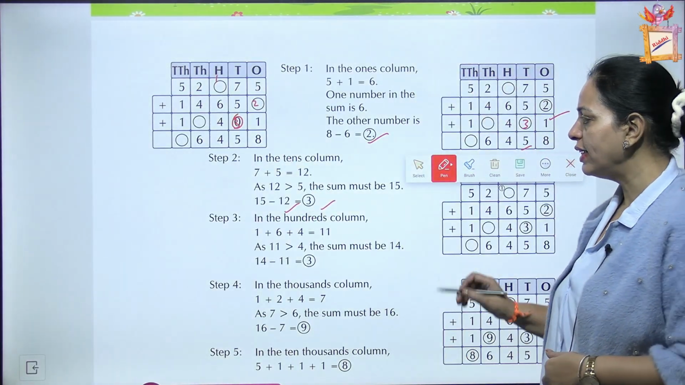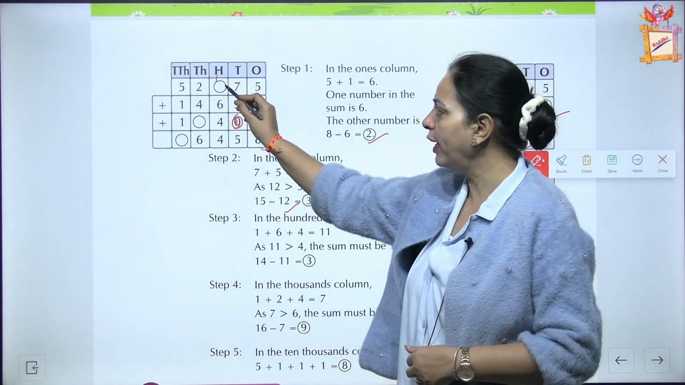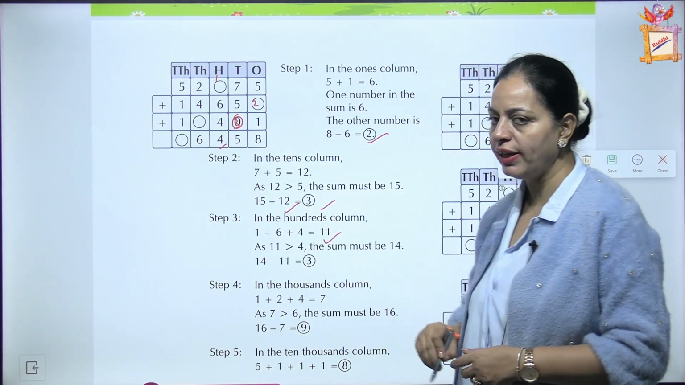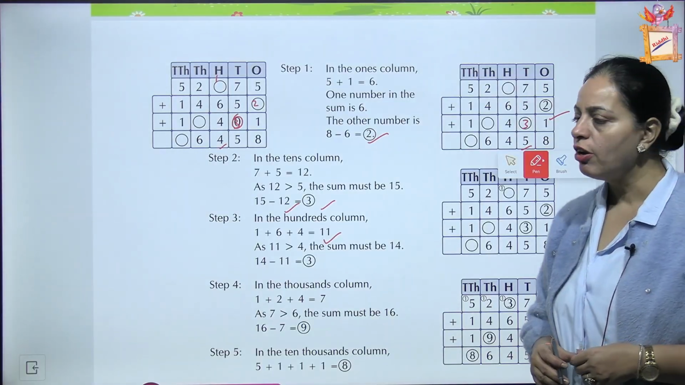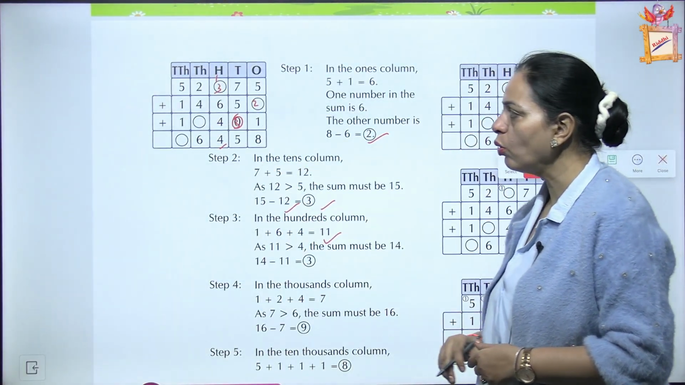Okay. Now see the 100 column. 100 column में क्या बन जाएगा? 6, 4, 10 and 1, 11. And sum में we are getting 4 something. It means it must be 14. 14 minus 11 that is 3. So here is also 3.